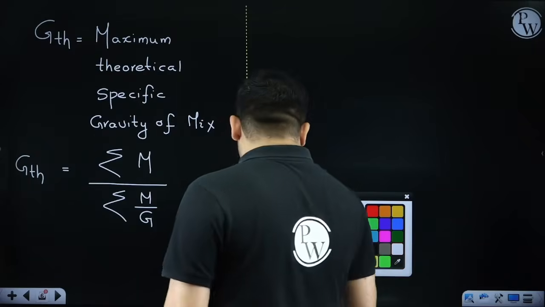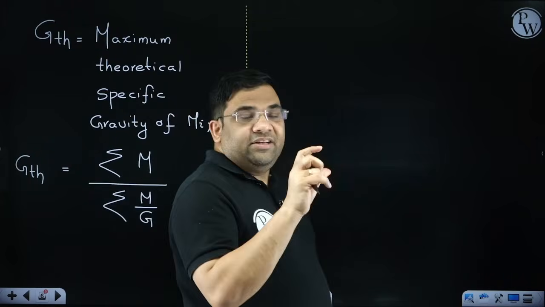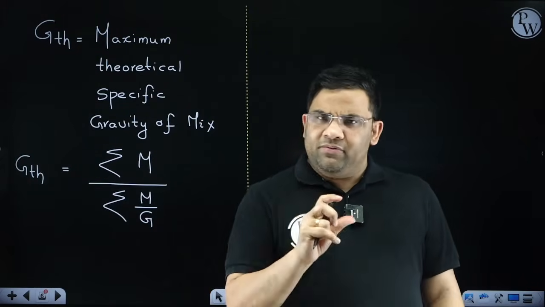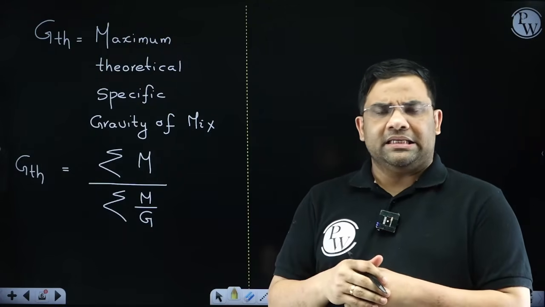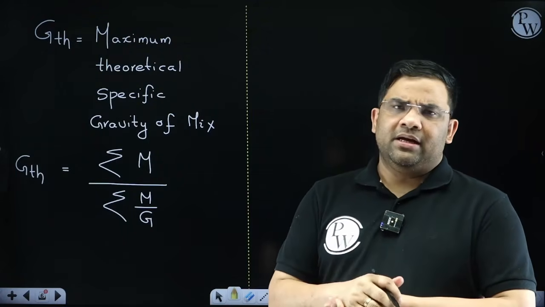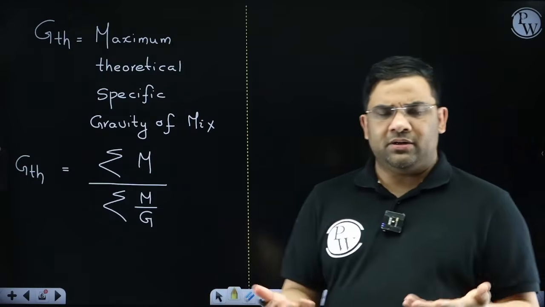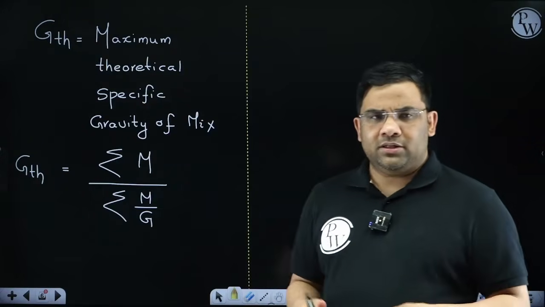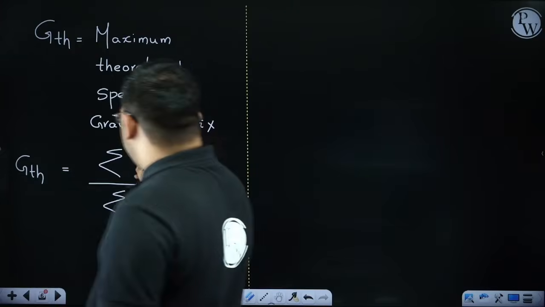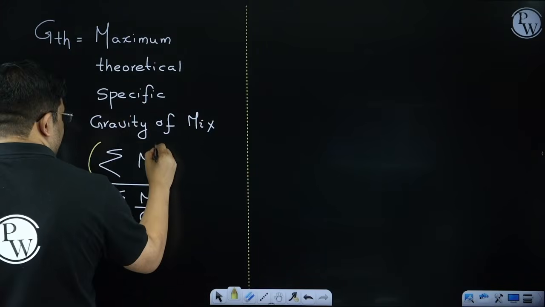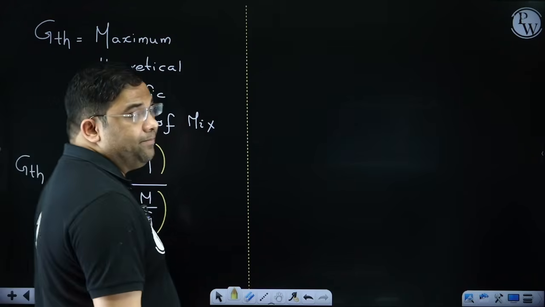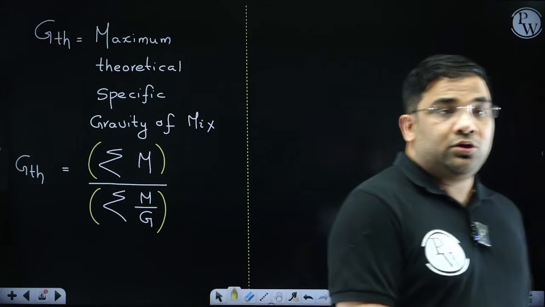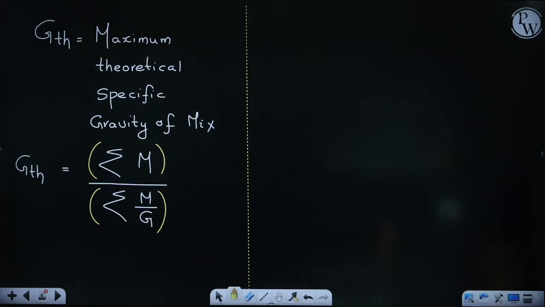And you see, all these different constituents will have different masses. They will have different specific gravity also. Coarse aggregate will have a different specific gravity than fine aggregate, and then they will have different specific gravity from the filler or sand. They will have different specific gravity of the bitumen. So if you do this, numerator is summation of mass, and denominator is summation of mass by specific gravity. Then I will get the maximum theoretical specific gravity of the mix. Okay, very good, very nice.